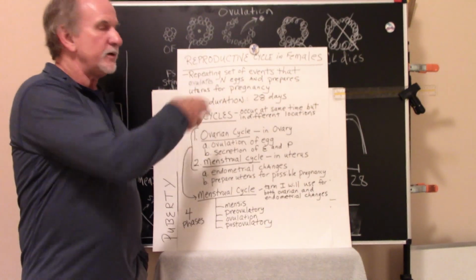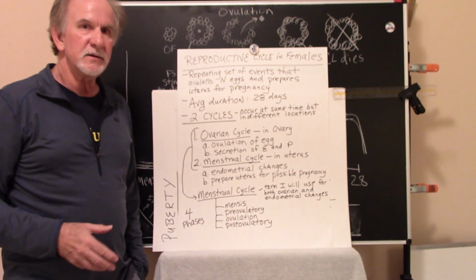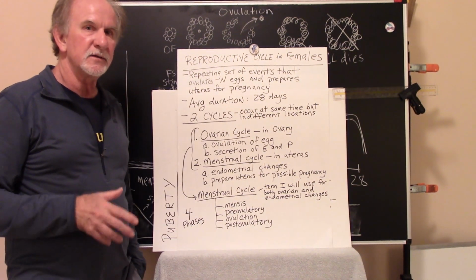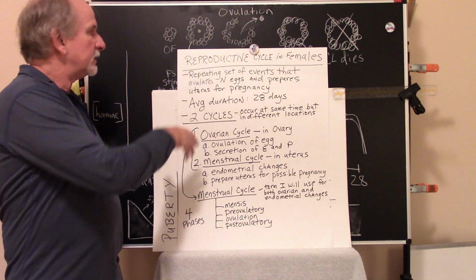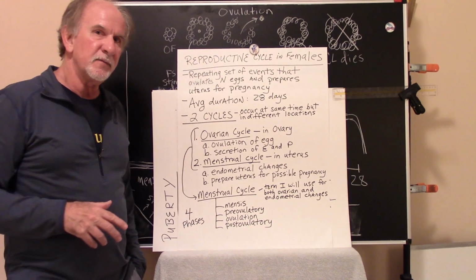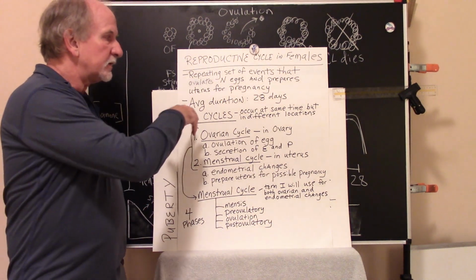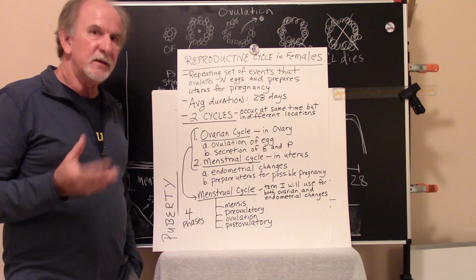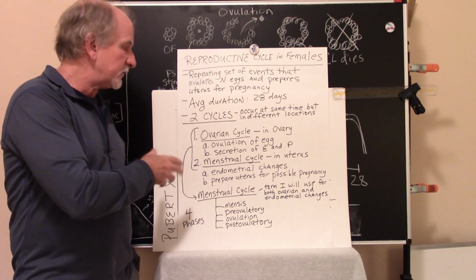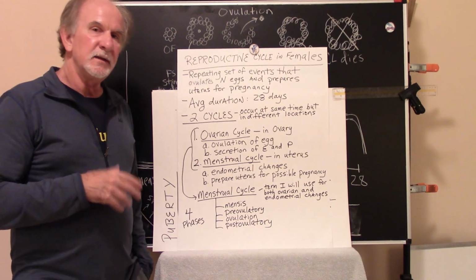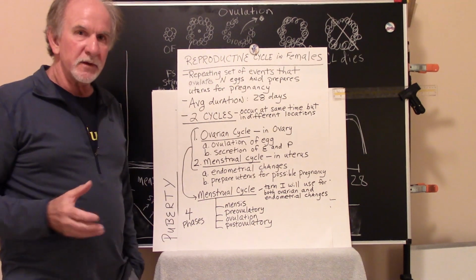So the average duration of the reproductive cycle in females is 28 days, and we're going to use that as our average duration as we talk about it. And the reproductive cycle actually consists of two separate cycles that occur at the same time but in different locations. So one occurs in the ovary, the other in the uterus. So the ovarian cycle is one of the two cycles.